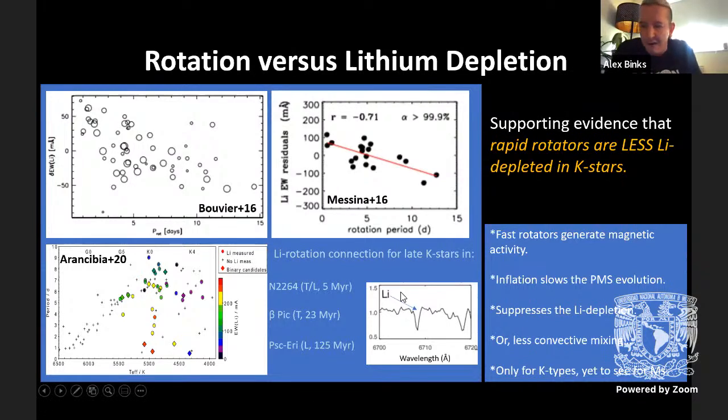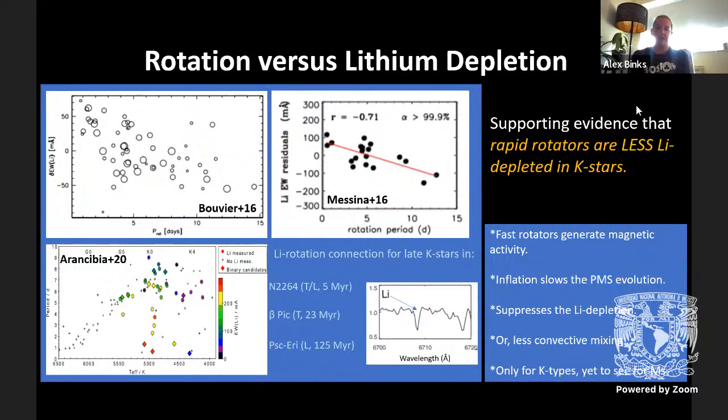And there's a similar kind of rationale for this, which is that this inflation slows down the pre-main sequence evolution and cools the core of the star, so the temperatures required to burn lithium get reduced in the core of the star, which causes less convective mixing. So there's plenty of evidence for this in young clusters as well.